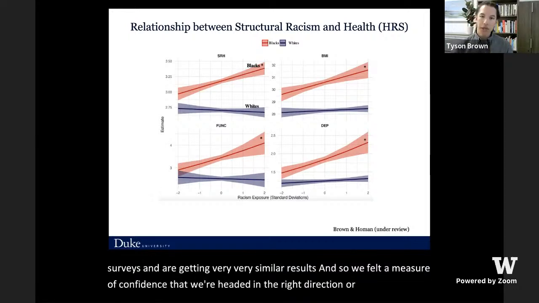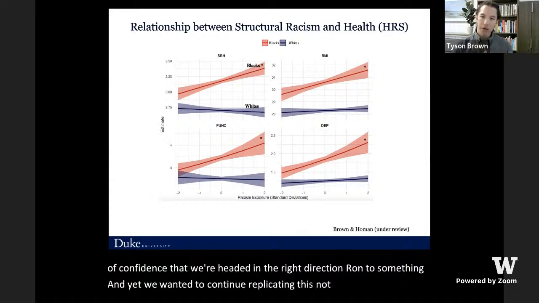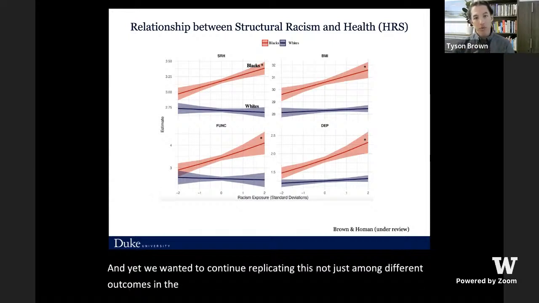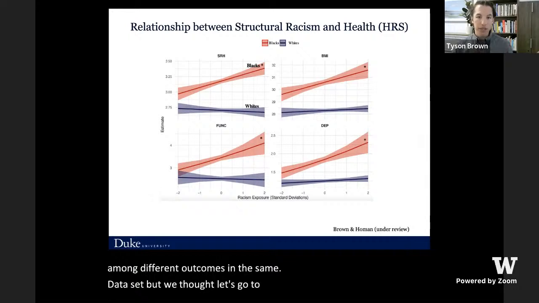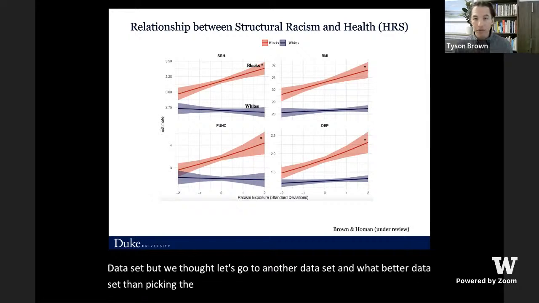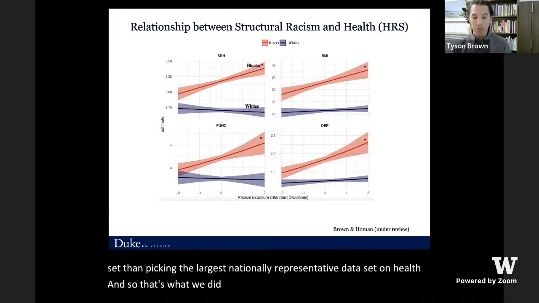And yet we wanted to continue replicating this, not just among different outcomes in the same data set, but we thought, well, let's go to another data set. And what better data set than picking the largest nationally representative data set on health? And so that's what we did when we decided to look at the BRFSS.